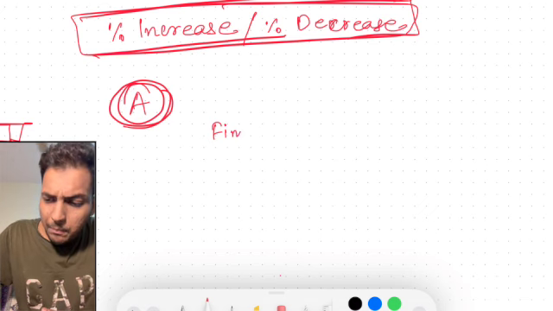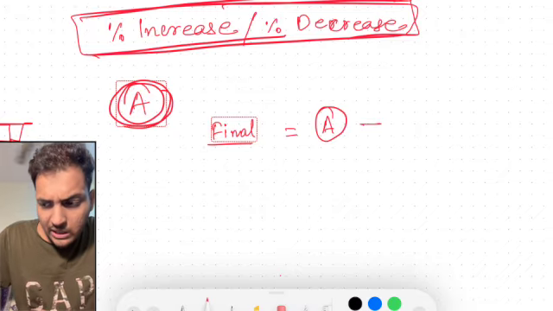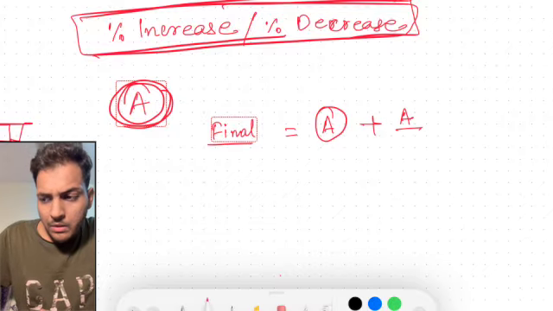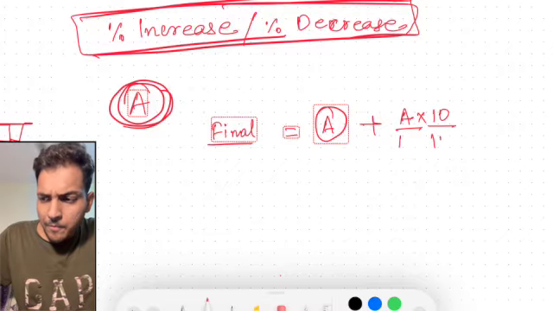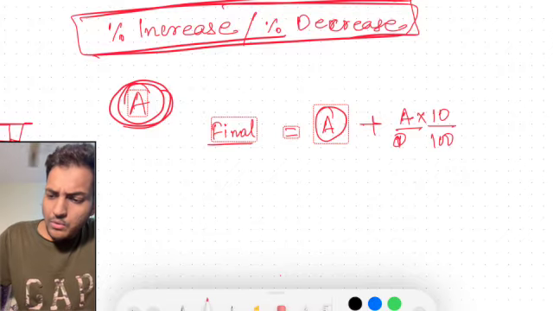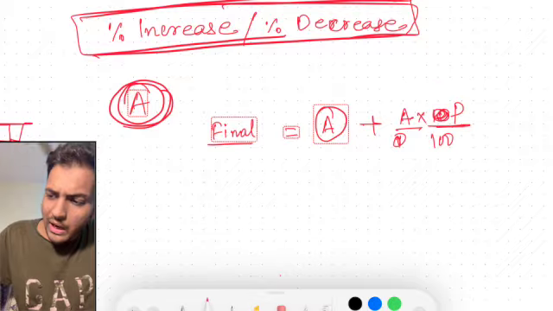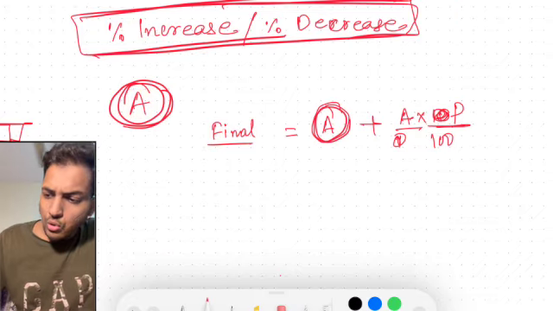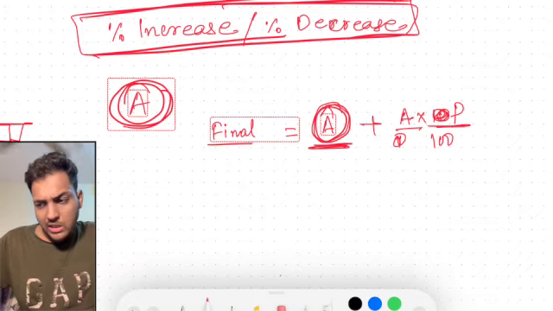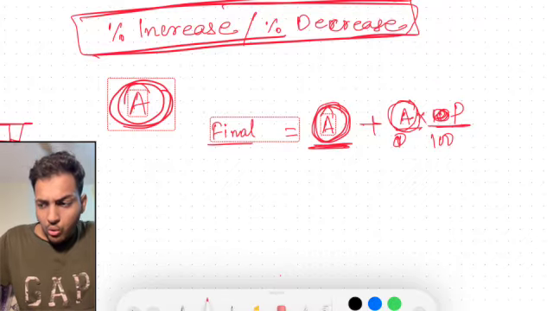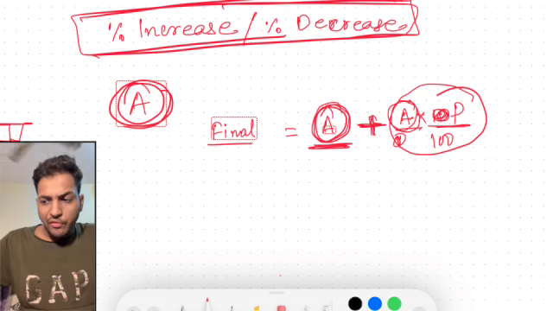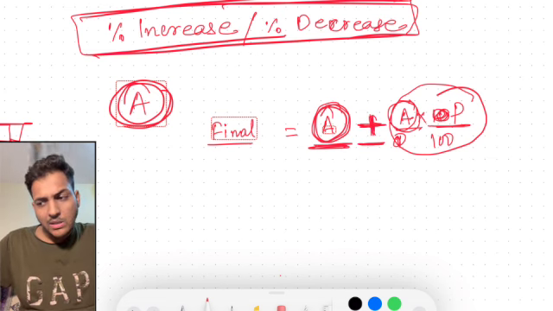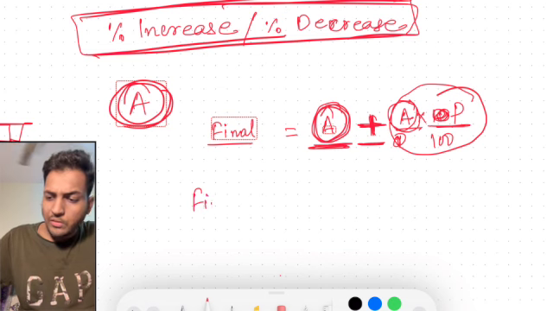So finally it will be A, the initial number, plus the change. What is the change? 10% of A. So if P percentage change is there, we will write here P. So any number A, the initial value, plus P percent of A has been changed. If there was a decrease here, it would have been minus. So the formula is very easy.